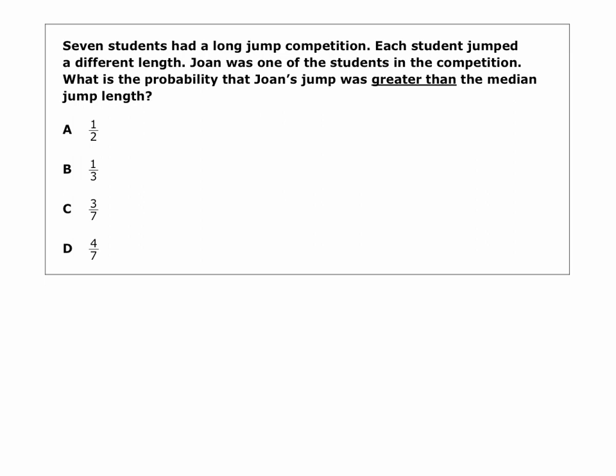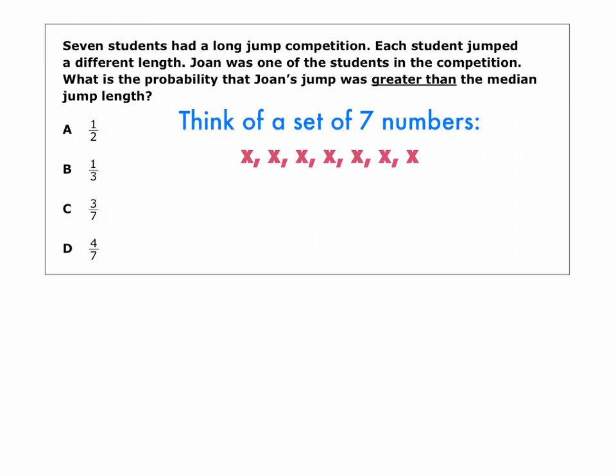But if you think of a set of 7 numbers, because we know there's 7 students in the competition, so I just wrote 7 X's down. The median is always going to be this 4th number, or the one that's highlighted in the set of data. 3 of the jumps are going to be greater than the median. That's always going to be true. 3 of these scores are going to be greater than the median if there are 7 jumpers.